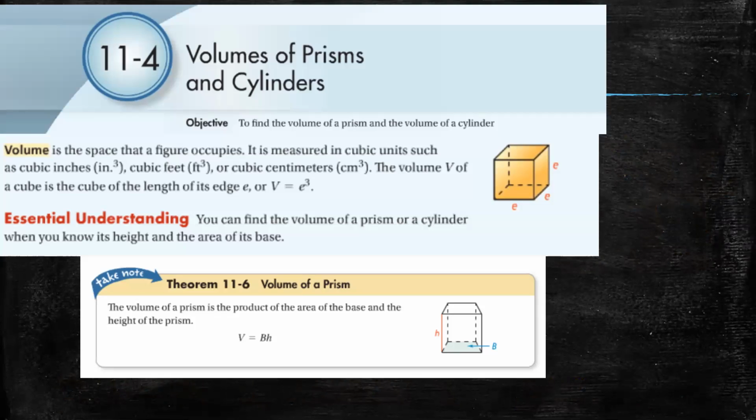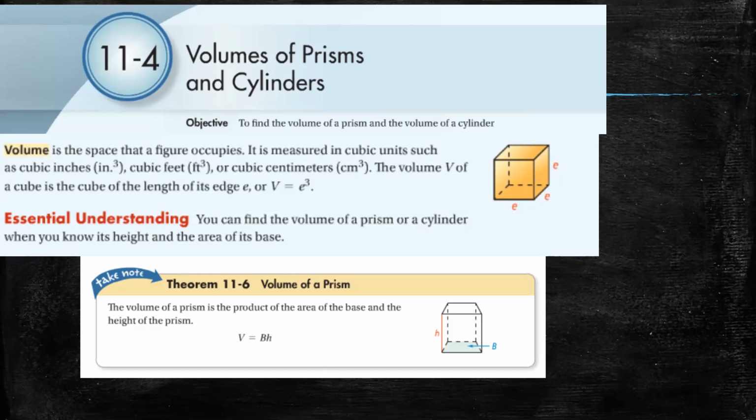Now, what is the volume? The volume is the space that a figure occupies. Like if you have water, as an example, you have to fill it in the cube. The amount of this water is the volume. So the volume is the space that a figure occupies. It's measured in cubic units, not like the area in square units. It's in cubic units, like cubic inches, cubic feet, or cubic centimeters.